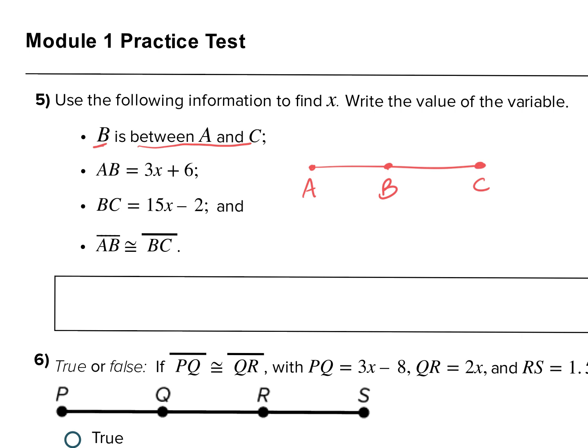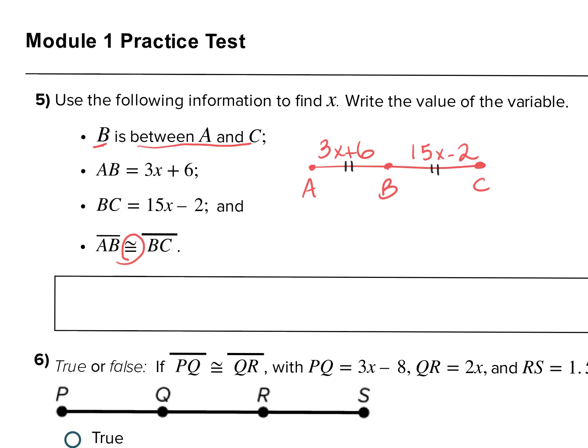It says AB is 3x plus 6. BC is 15x minus 2. And the most important part is right here. AB is congruent to BC. Now remember, congruent means that each piece is equal.